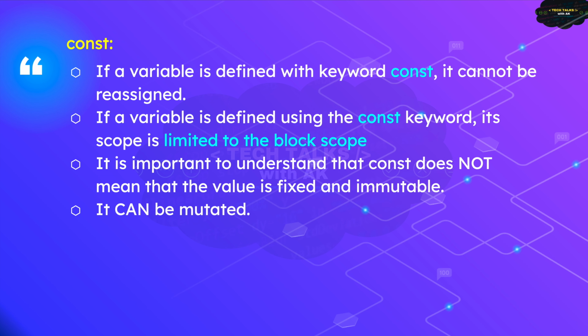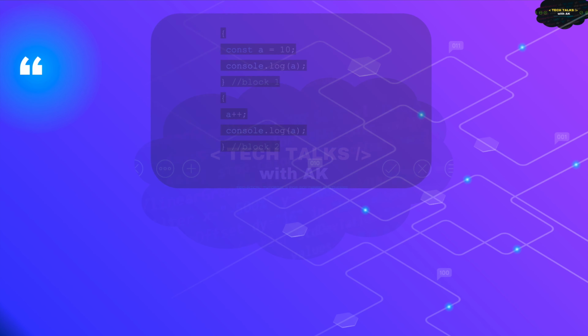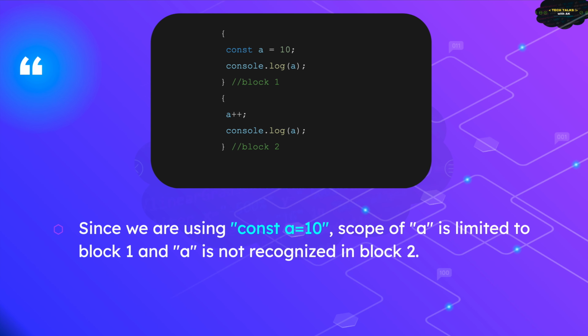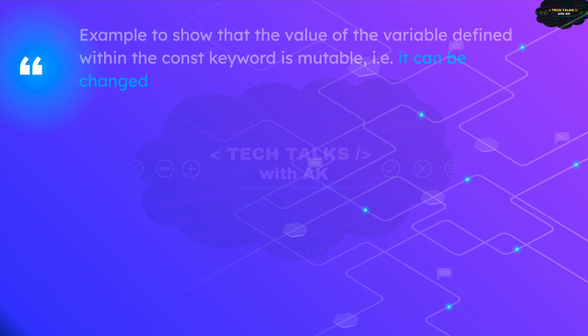Let's now look at some of the examples. First example, we have block 1 and block 2 where we replaced var a is equal to 10 with const a is equal to 10. Since we are using const a is equal to 10, the scope of a is limited to block 1 and a is not recognized in block 2.